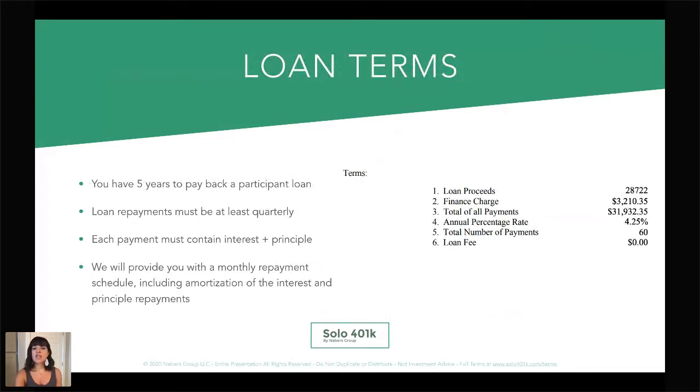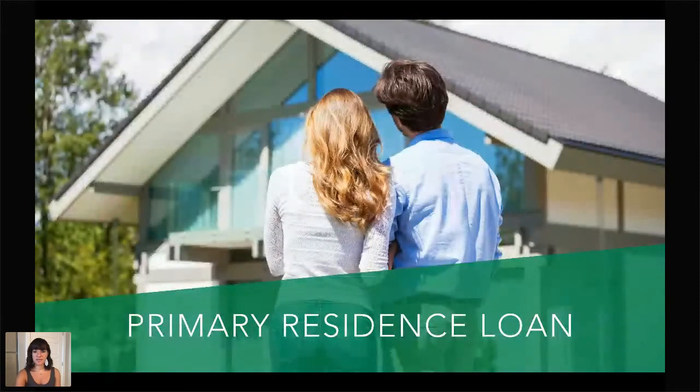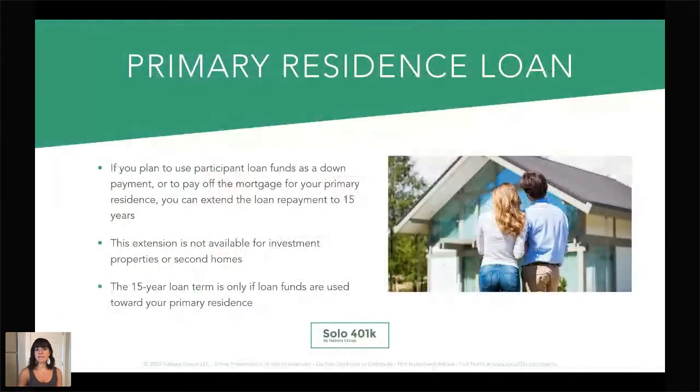Loan terms. So you have 5 years to pay the loan back. You have to make the payments at least quarterly. And every payment needs to have the interest and the principal. It's really, really important to be making these payments back. And you'll find out why here in a second. One exception to that 5-year rule is if the loan is going towards a primary residence. It actually extends to 15 years. This is only available for your primary residence. It is not for investment properties or second homes.